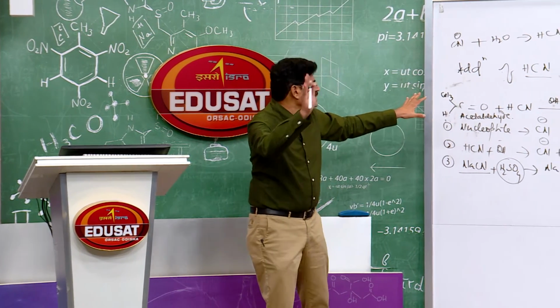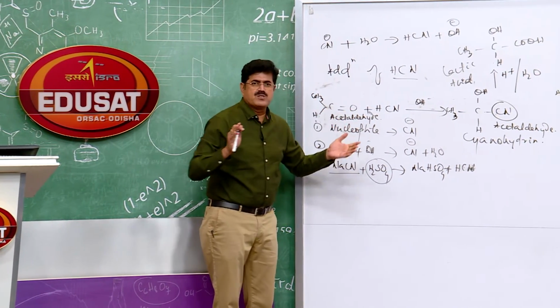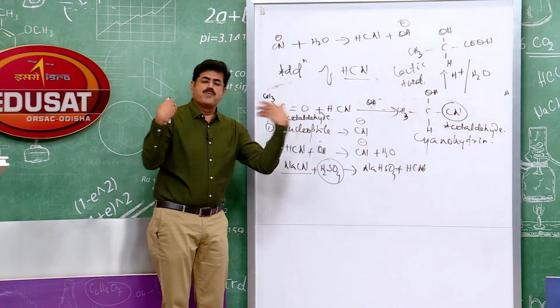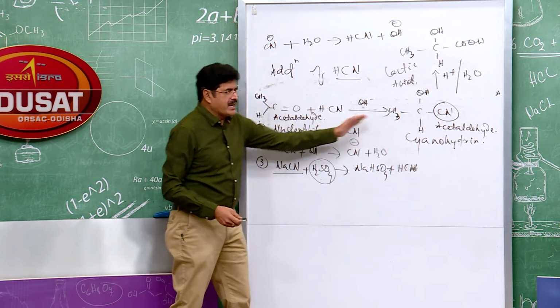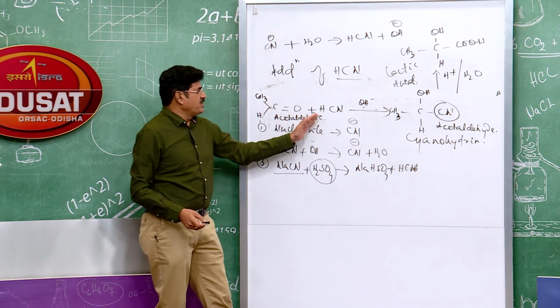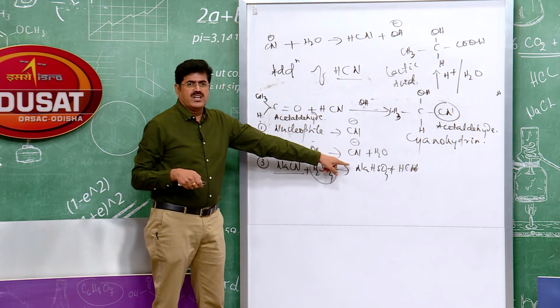Do you follow me, students? So, I think the addition of HCN is clear. If the question asks what happens when acetaldehyde is treated with HCN and the product is followed by acid hydrolysis, what is the answer? This is the reaction. When acetaldehyde is treated with HCN, remember, weakly basic medium. Why weakly basic medium? To generate the nucleophile.